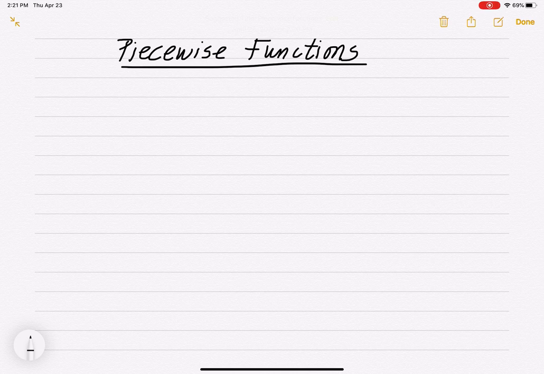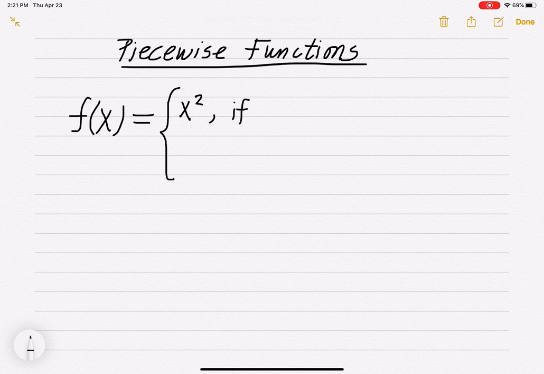Let's say I have this function, f of x, equal to the following. We're going to have two pieces to this function. First, x squared is going to be your output if your input, x, is greater than or equal to 0. And it's going to be minus x, that's your output, if x is less than 0. Basically, you have two types of output.